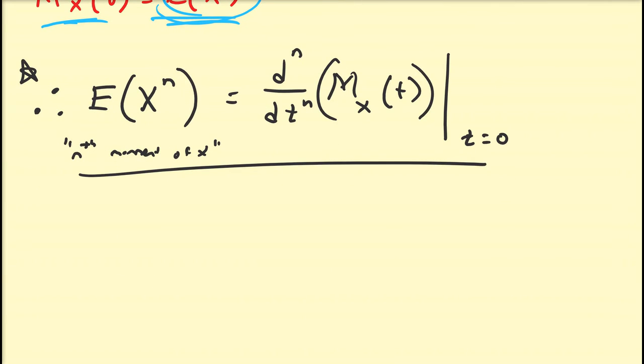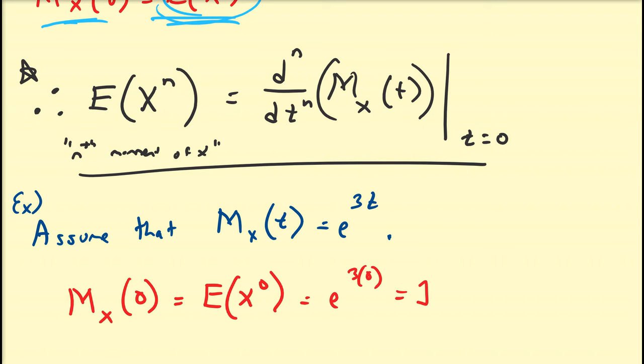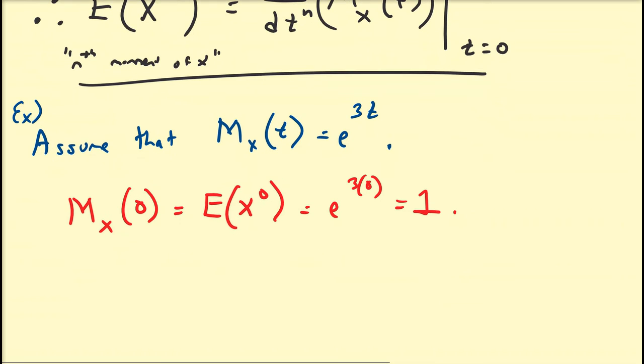All right, so let's see if we can do a quick example of how to use these types of things. Let us assume that the moment generating function for some particular random variable x is M_x(t) equal to e^(3t). In the next video, we'll describe how to actually generate this function. As we can see, the 0th moment is going to be equal to e to the 3 times 0, which is equal to 1. Right? So that's a good thing, because the sum of all the probabilities must be equal to 1.